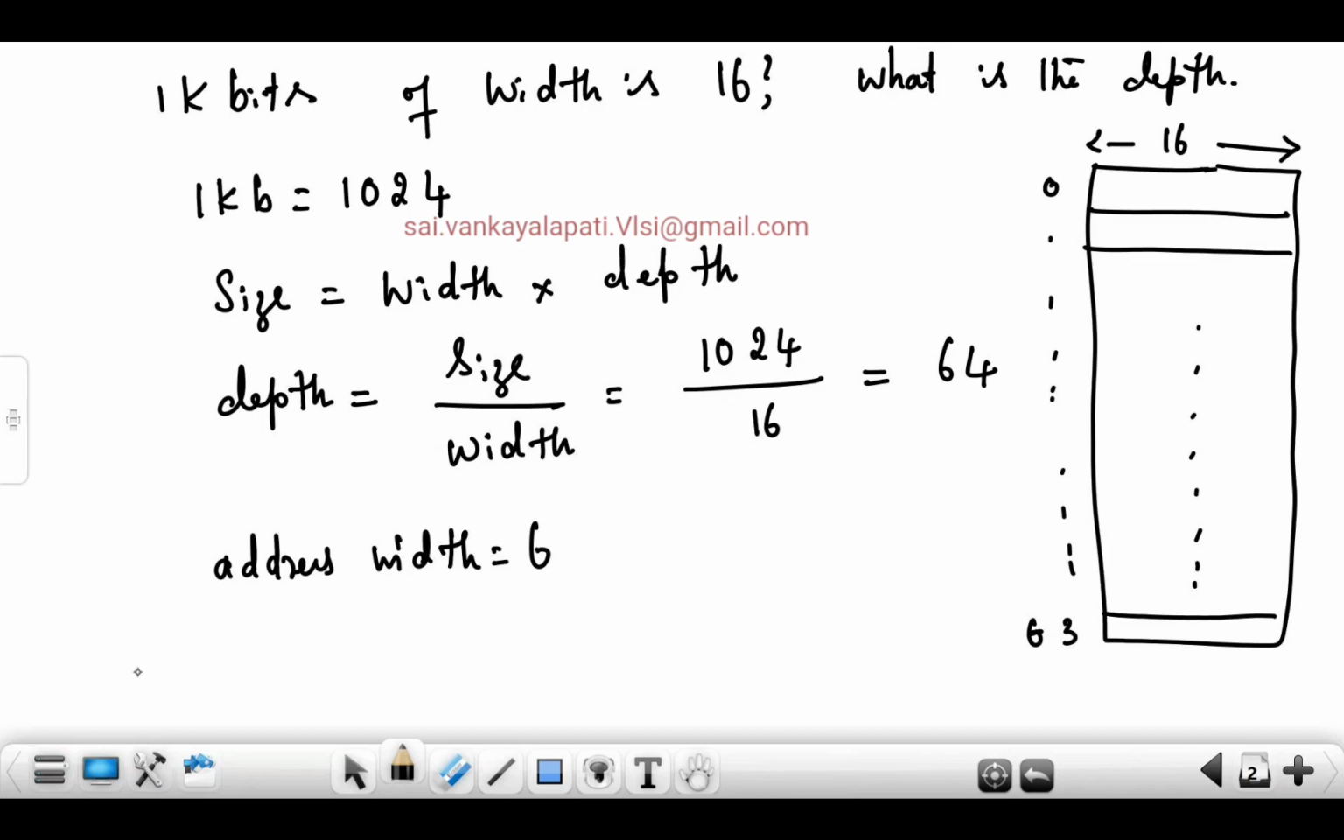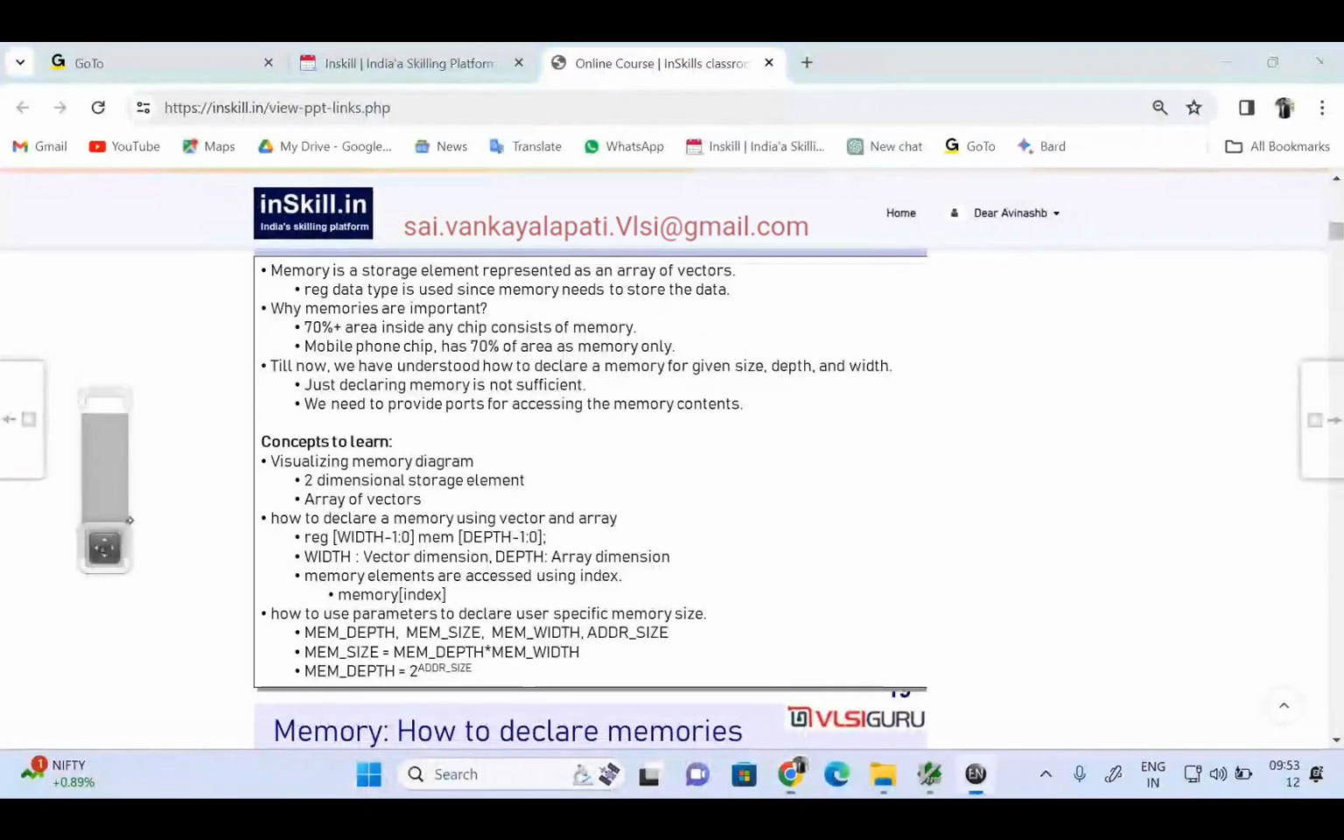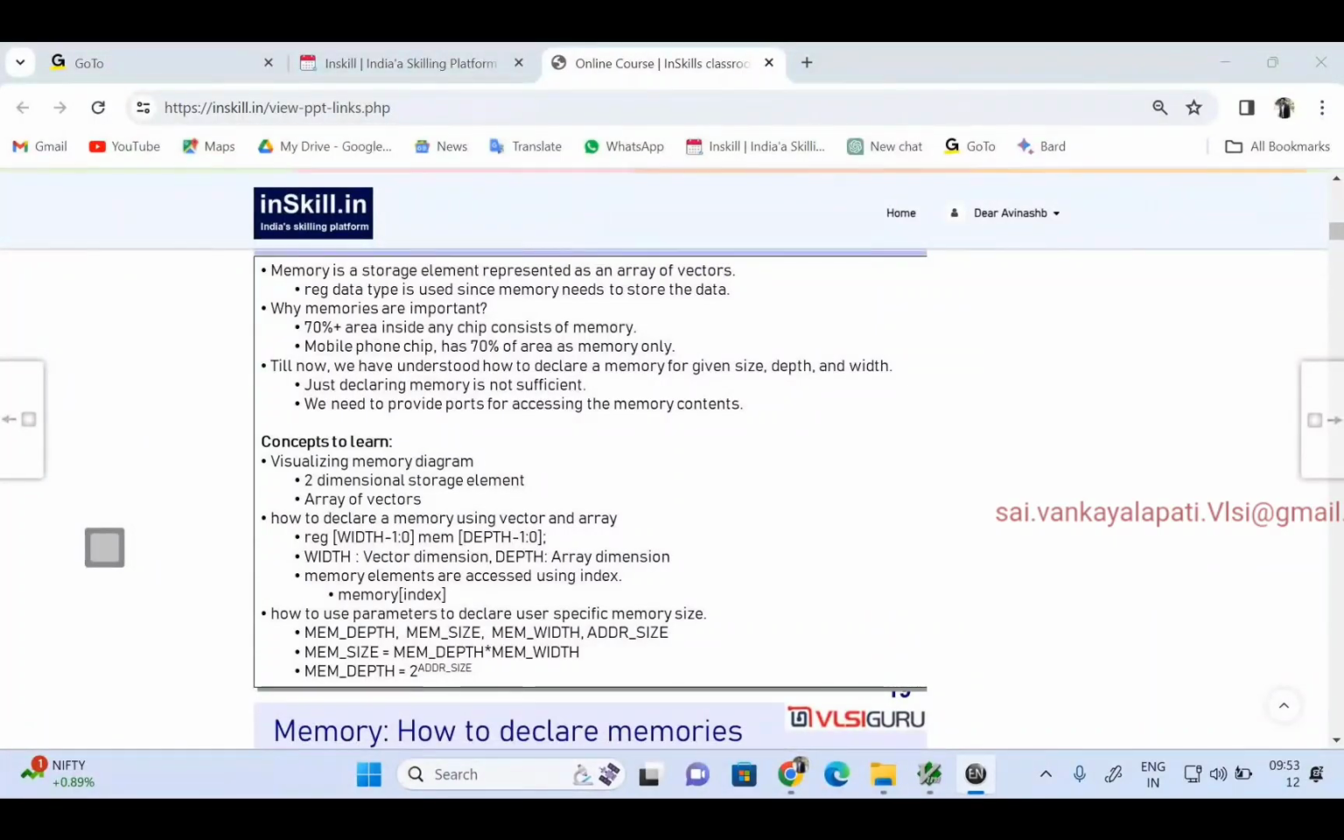You understand? Now with this, let us start. Memory is nothing but a storage element. It represents an array of vectors. So a rich data type is used since memory needs to store data. If you look at any chip, about 70% of the area consists of memory only. We are storing a huge amount of ones and zeros into the memory. A mobile phone chip has 70% area as memory only. Any other chip also uses memory to store the data.